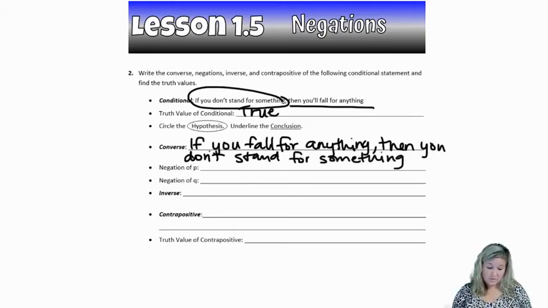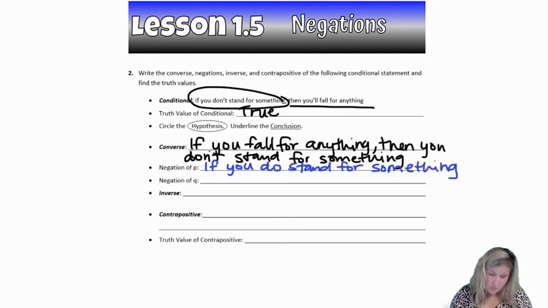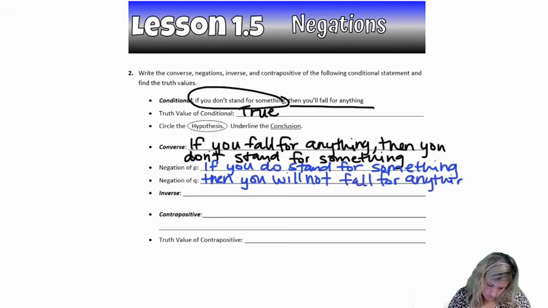Now we're going to look at the negation of P, which is the hypothesis. If you do not stand for something, so that's really, if you do stand for something, or you could leave out the do: if you stand for something. And then the negation of Q would be: then you will not fall for anything. You could probably use the word won't for will not. Then I'm going to put those two together to make my inverse.